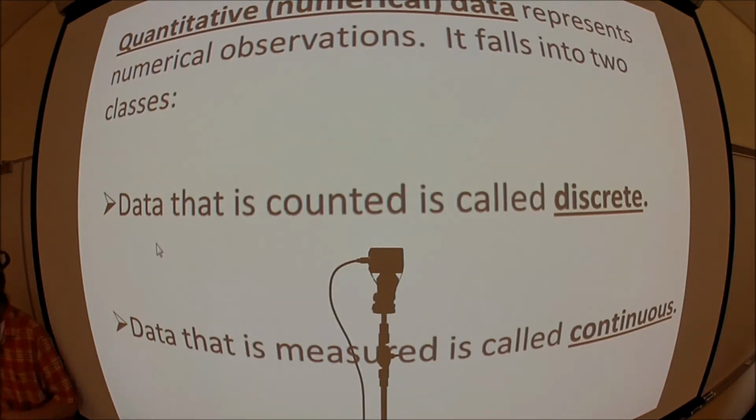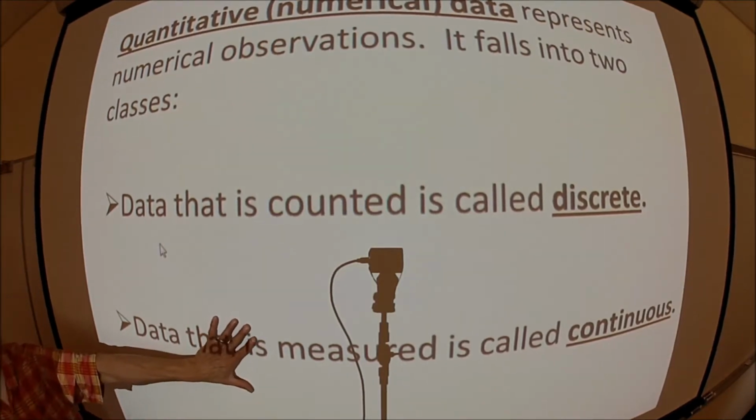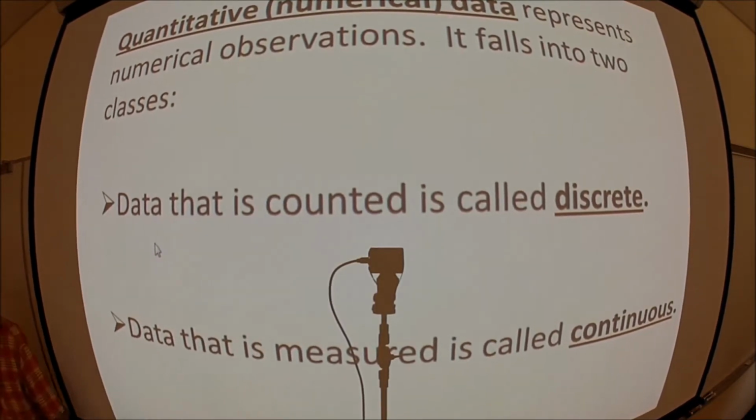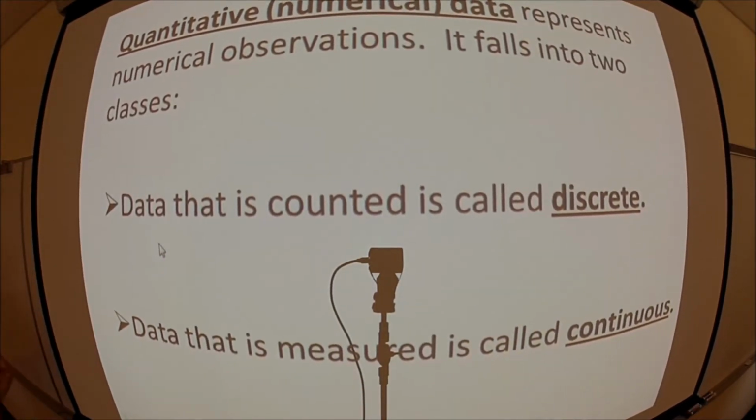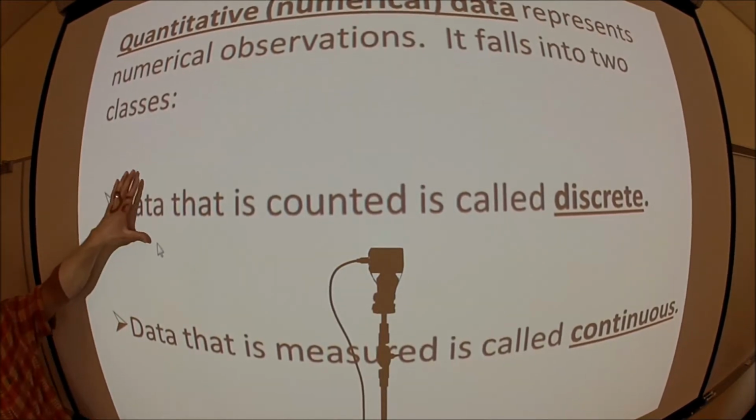So these guys are discrete. Those are continuous. These are things that are measured. Discrete things are just counted. 1, 2, 3, 4, 5. Yeah, and discrete data is very, very natural to us.